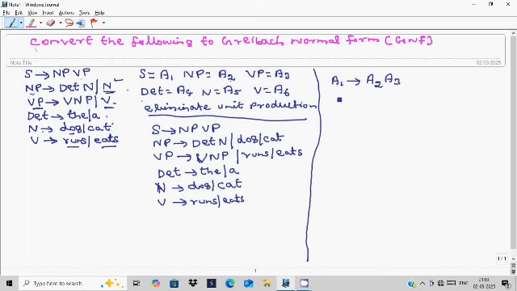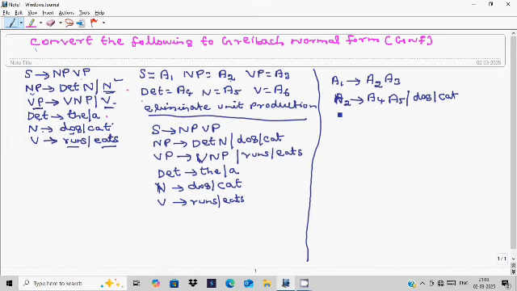Now coming to the second one, NP is A2, and DET can be named as A4, then N has to be renamed as A5. Now we have some other productions also, so we will write dog and cat because these are terminals. So terminals have nothing to do with the A values here.